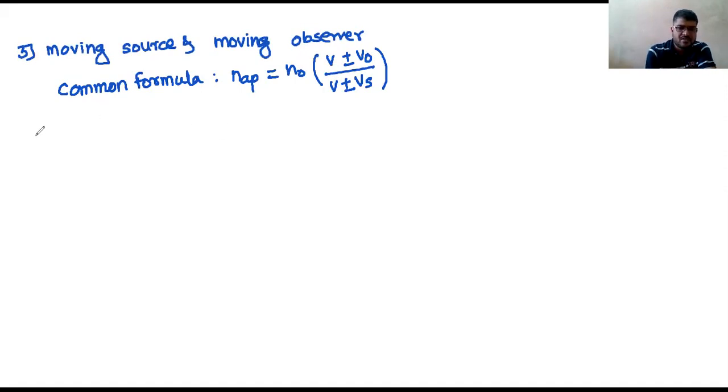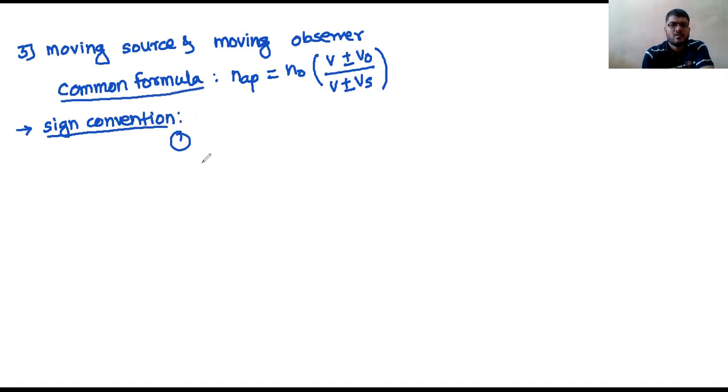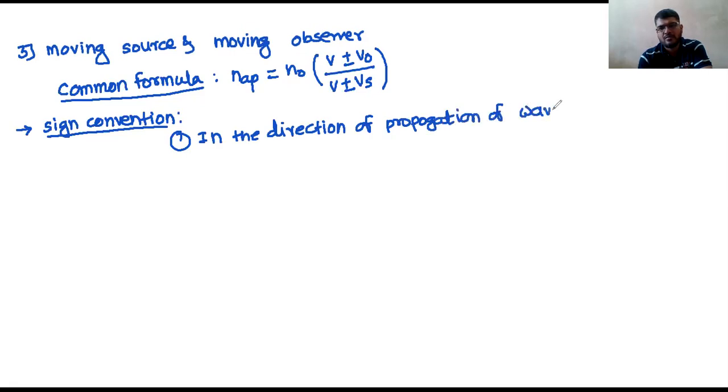Now here I have given sign conventions, so that you can write down. It is very important, sign conventions. Number one, in the direction of propagation of wave, take negative. But what we have to take negative, sign convention, I am writing like this for V naught and Vs.